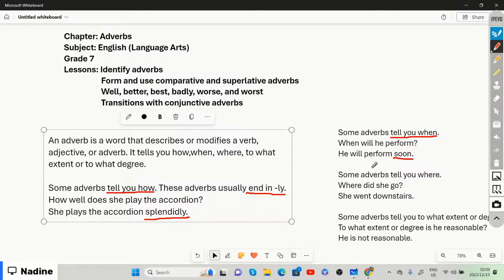And some adverbs tell you where. The question is, where did she go? She went downstairs. So downstairs would be our adverb. It's like asking yourself, where did she go? Downstairs is the adverb that we have identified.